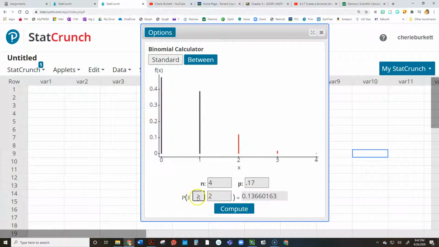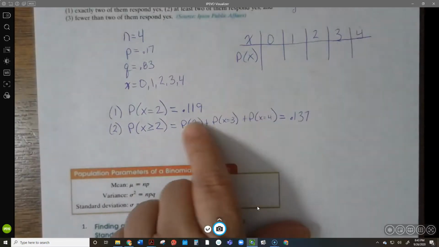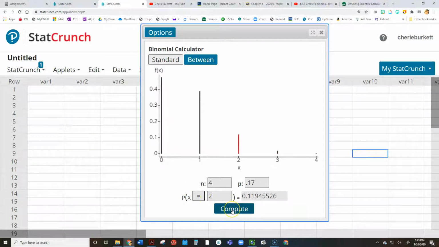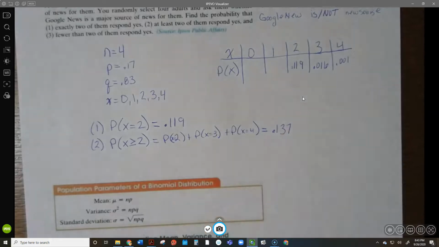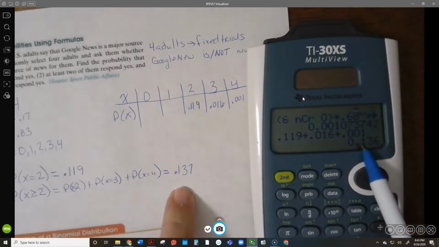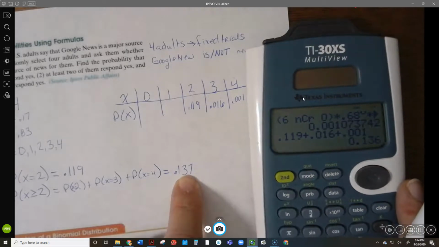Now, that's not finding each one of them. That is the sum of those 3. But to find out what each one of them is, of course, you would go back and do exactly 2. So 2 is 0.119, and then you do exactly 3, and that's 0.016, and then you do exactly 4. That's going to be even smaller. Whew. If I round to 3 decimal places, it's 0.001. And then if you go back and add those 3 numbers up, we should get that. So let's see if we add those 3 numbers up. We get 0.119 plus 0.016 plus 0.001. Now remember, that's a rounded number. So they got 0.136. So it's a rounding error, but that's close enough.